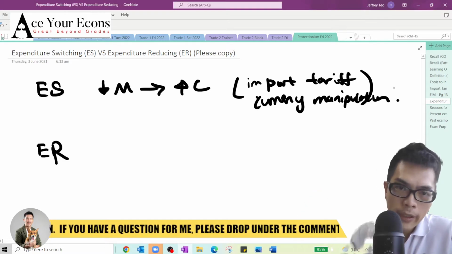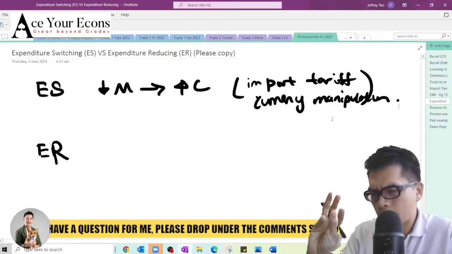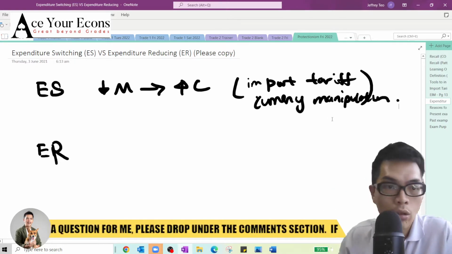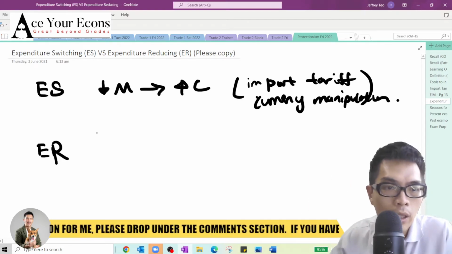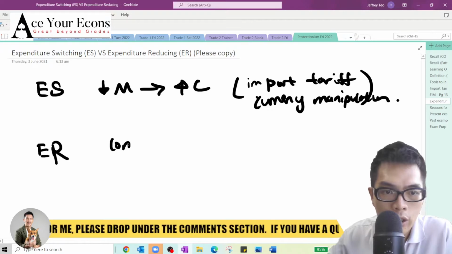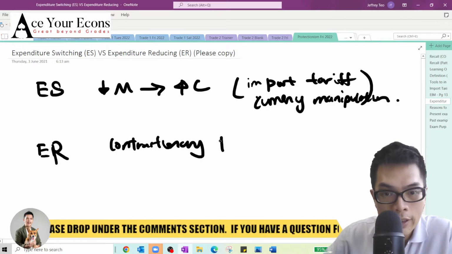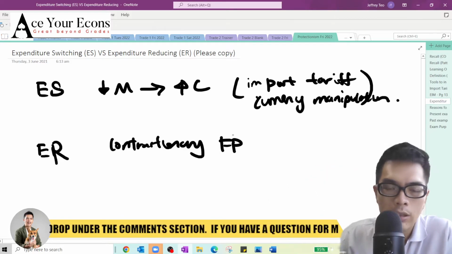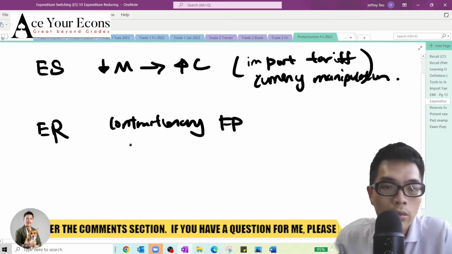Okay, so expenditure reducing, on the other end, there is no such thing as switching towards a domestic good. Some of the more conventional policies, like a contractionary fiscal policy or monetary policy. I'm just going to use fiscal policy for example. It's a typical illustration of expenditure reducing policy. Let me show you how it works.